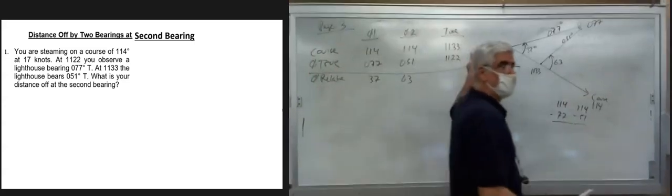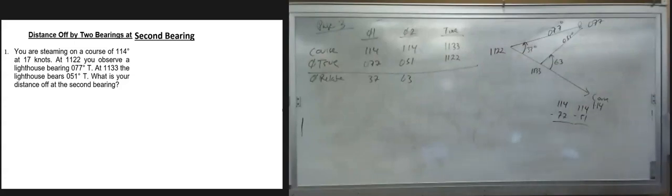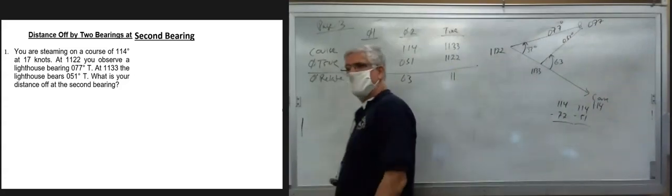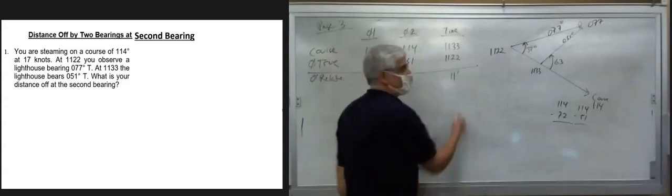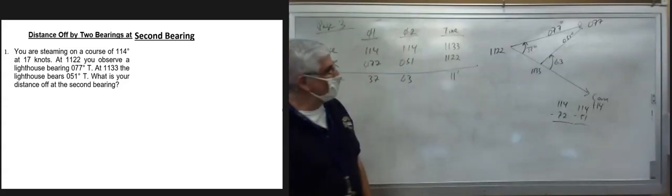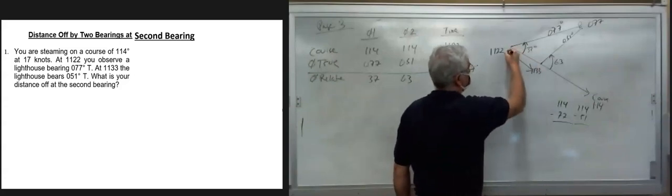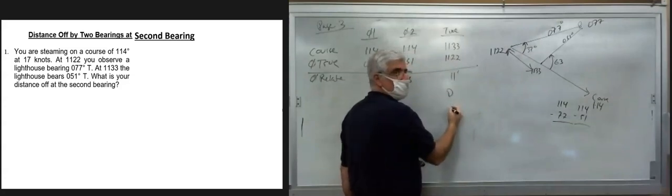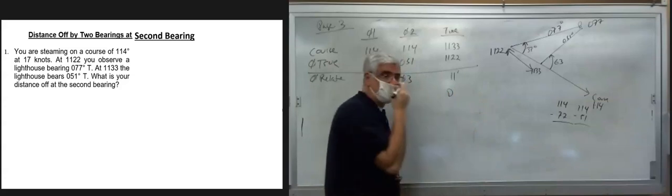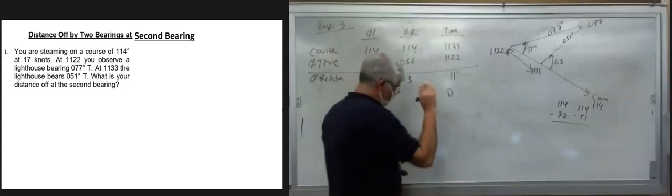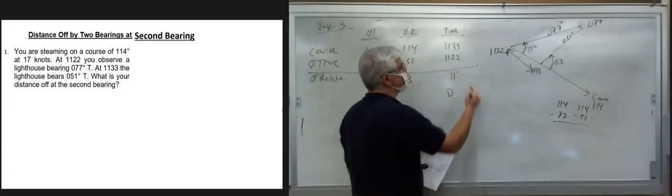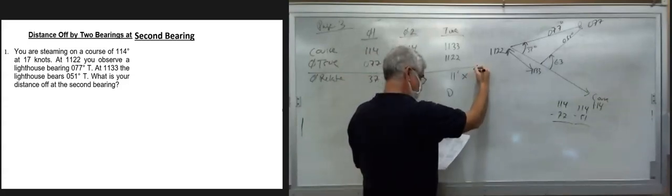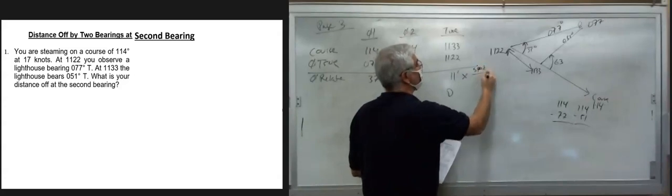What's going on over here? 11 minutes. Okay? So 11 minutes. What did I do in 11 minutes? That's my time. What I need to calculate is how far did I go. So I want my distance. I could call it my distance run. How am I going to do that? Speed times time. So I'm going to multiply this times my speed, and I'm going to divide it all by 60.